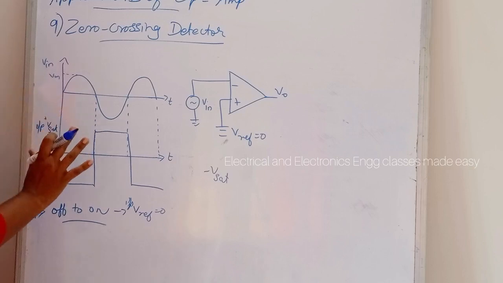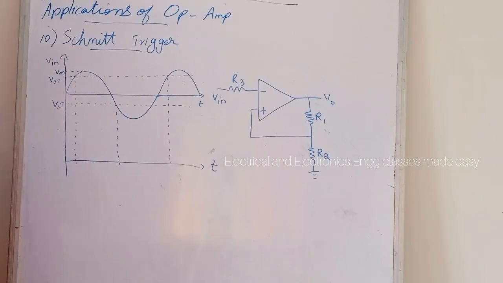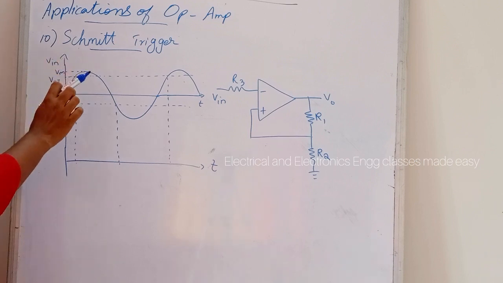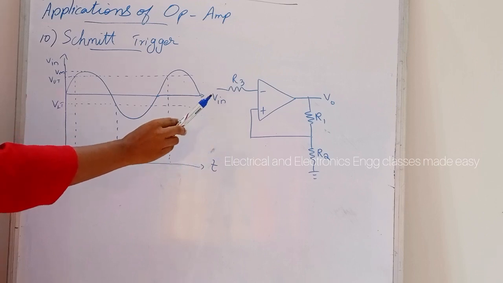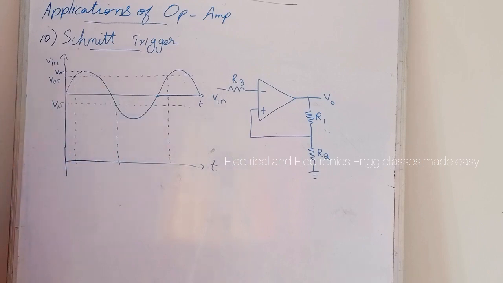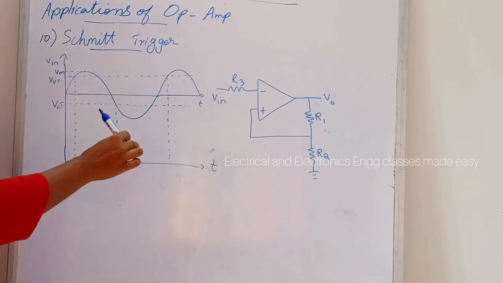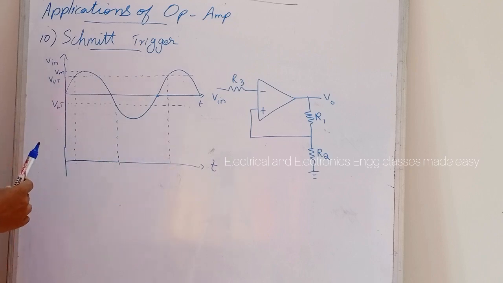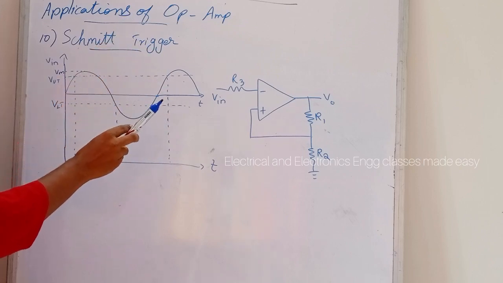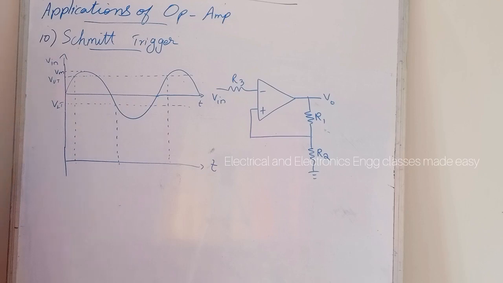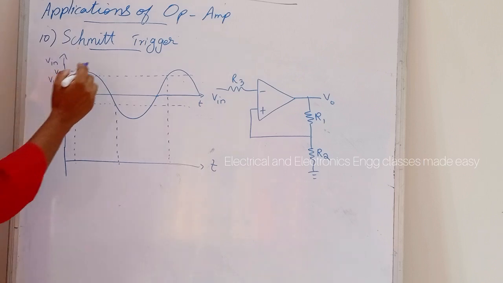So that is about the zero crossing detector. Next is Schmitt trigger. So this is the circuit diagram for the Schmitt trigger and it is merely a comparator with a positive feedback. So the comparator is an open loop op-amp. Then here this is a comparator with a positive feedback. And this circuit converts irregular shaped waveform to square wave or pulse. So it is also known as squaring circuit.